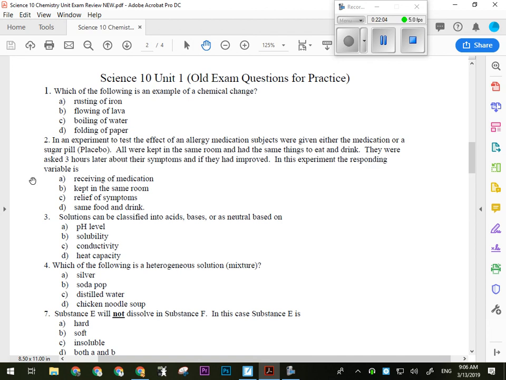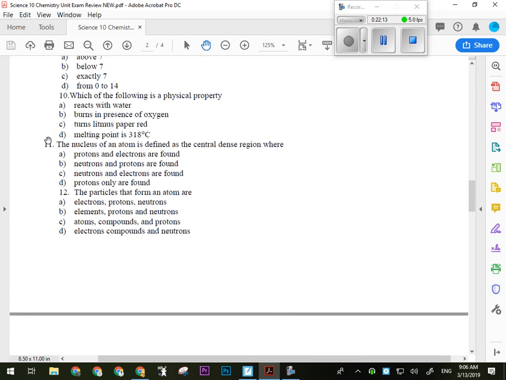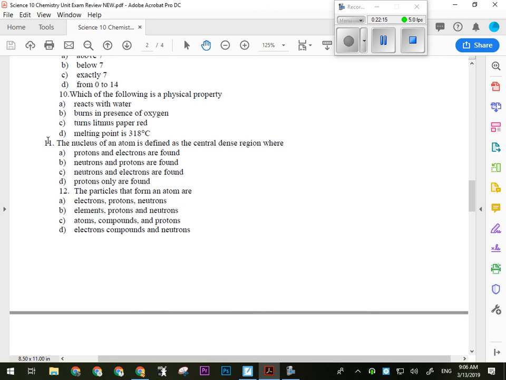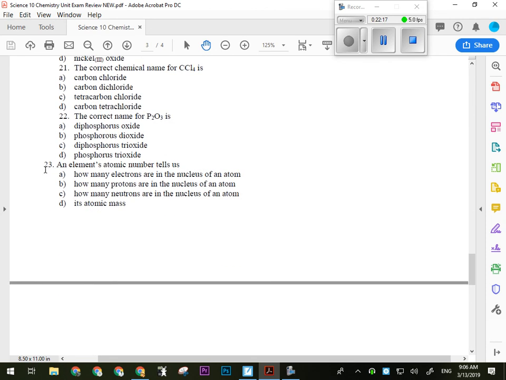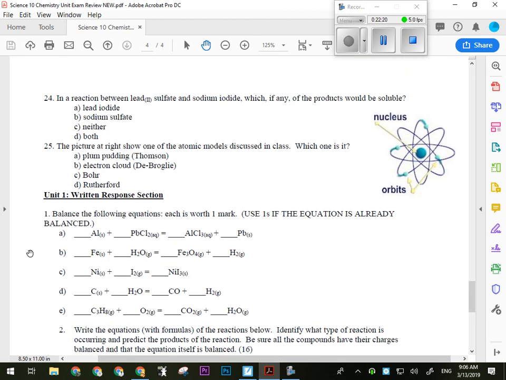On your actual test, again, on the key, I have highlighted the correct answers in green so you can check them. So do it first and then go and check and see which ones you got right or wrong. That'll give you a pretty good idea of what things you need to work on. All right, so I have, I think, 25 here. Okay, your test has 33 questions on it.